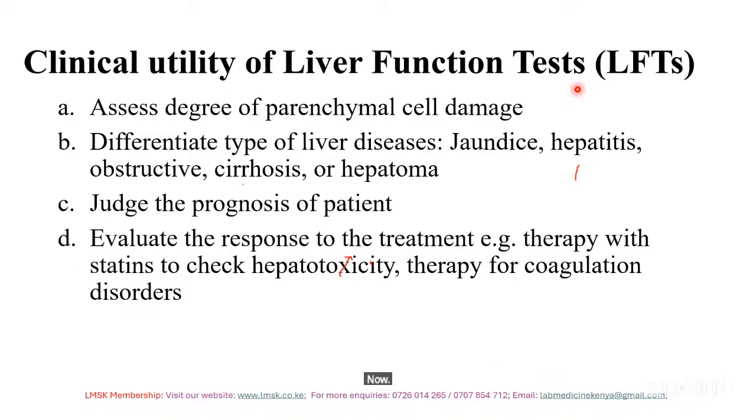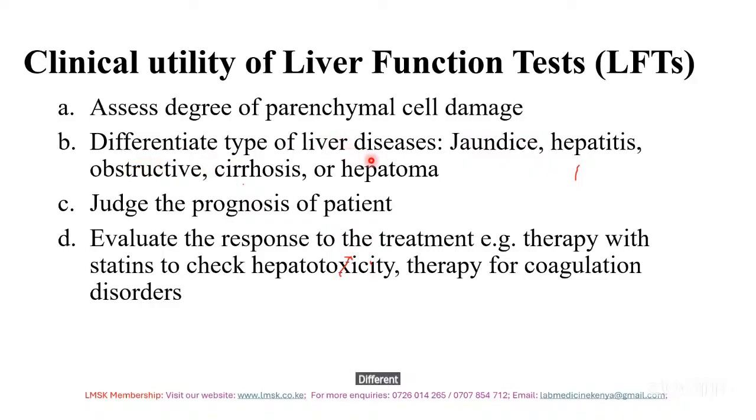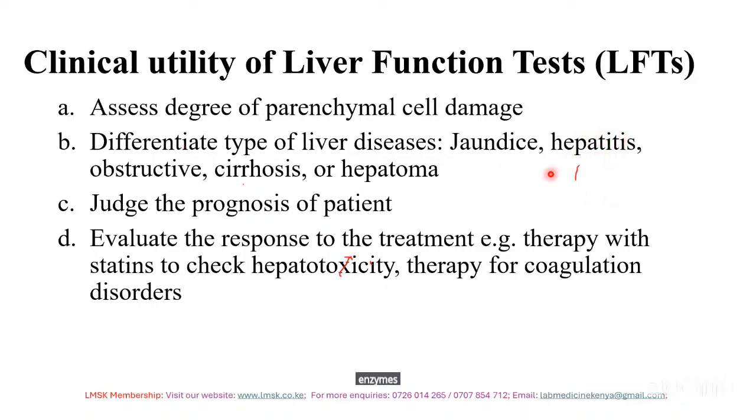Now, how are these ones beneficial? The liver function tests assess the degree of parenchymal cell damage and differentiate types of liver diseases, such as jaundice, hepatitis, obstructive disease, cirrhosis, or hepatoma. You can tell by just looking at the LFTs, the way it's behaving in jaundice. You look at the bilirubins. In hepatitis, you want to look at the enzymes that are going to be elevated in those cases, and in all those kinds of situations.